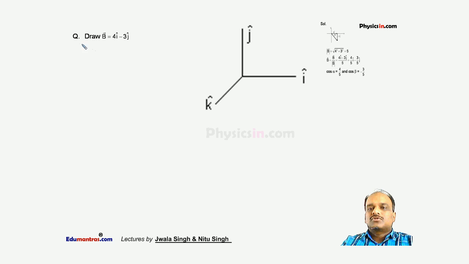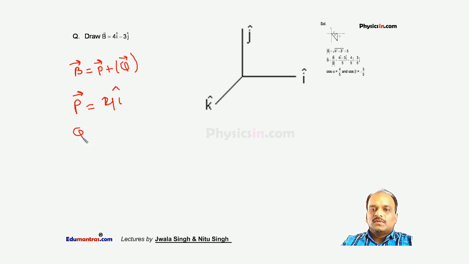Now another question is: draw vector B, which is equal to 4 i cap minus 3 j cap. Now first I will write vector B as vector P plus vector Q. Now here vector P is equal to 4 i cap.